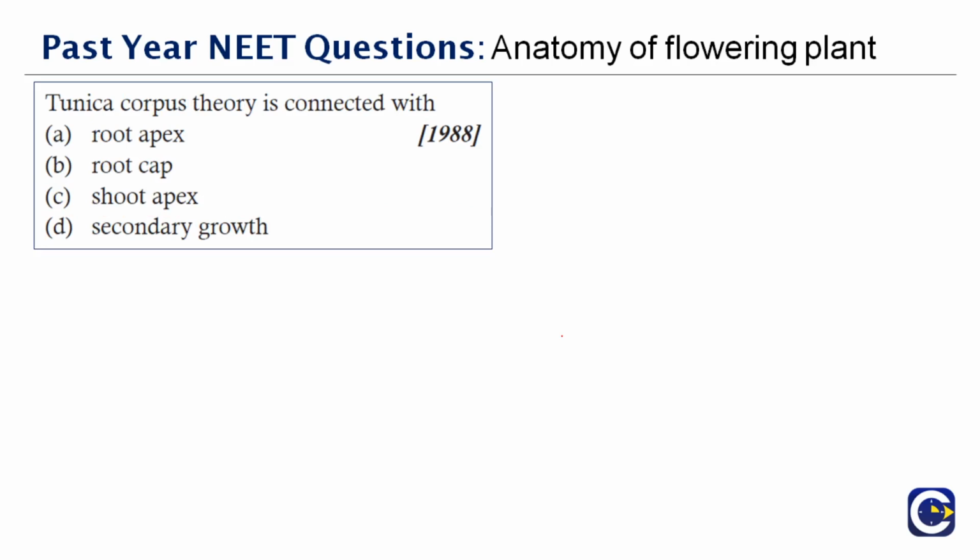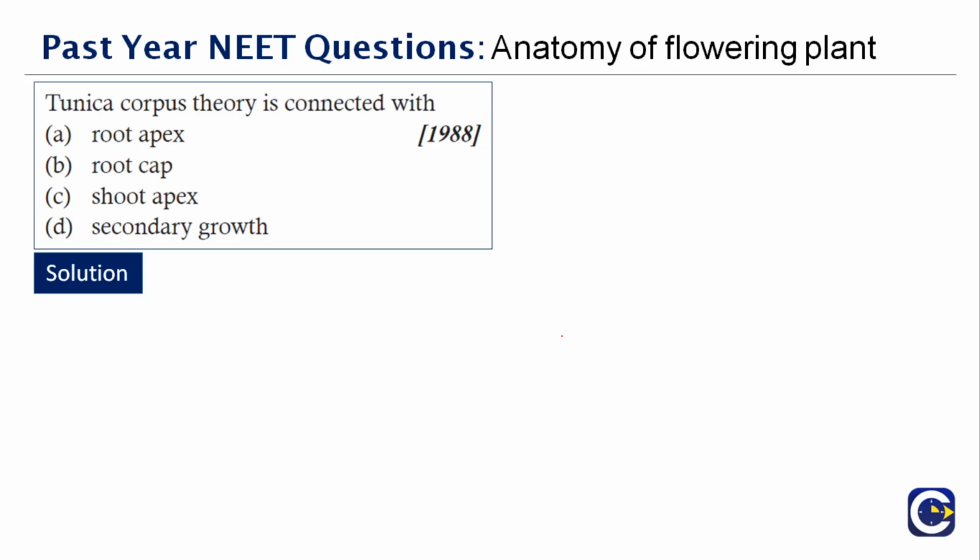Tunica corpus theory is connected with dash. This is a very easy question because we just discussed in the first question the shoot apex, where it is differentiated into cortex and tunica, determined with the help of the planes of cell division. So now we know what it is associated with: the tunica and corpus theory is connected with the shoot apex. This is a very easy question since we discussed it in the earlier question.